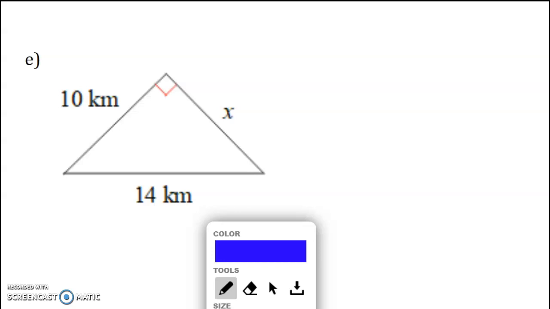Is it 30, 60, 90 degrees? No, we do not know that either. But we are given two sides. Can we figure out the third side? What do we need to use? We need to use the Pythagorean theorem.